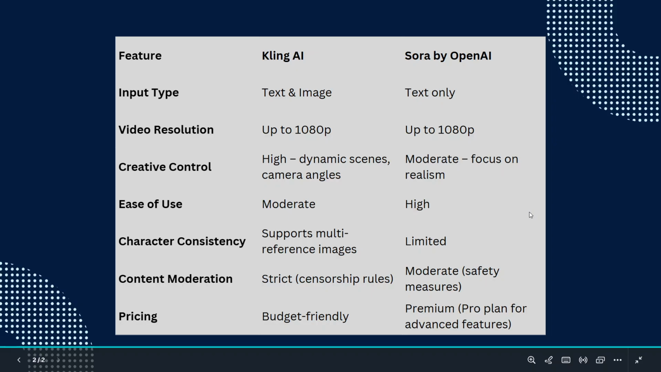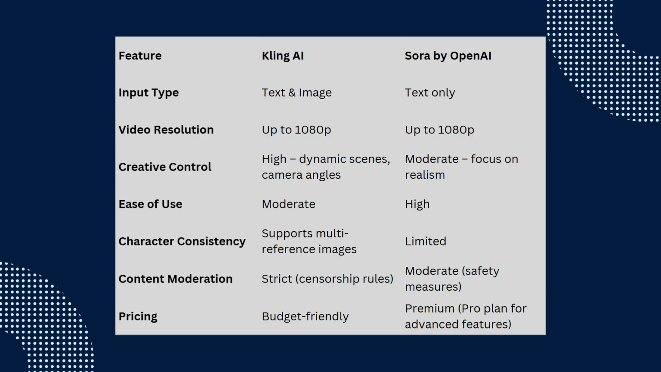In conclusion, selecting between Kling AI and Sora depends on your specific needs, budget, and content requirements. Kling AI shines in creative flexibility and cost-effectiveness, but comes with moderation constraints, whereas Sora stands out in user-friendliness and output quality, albeit with a slightly higher cost implication. We hope this comparison aids you in making a well-informed decision.